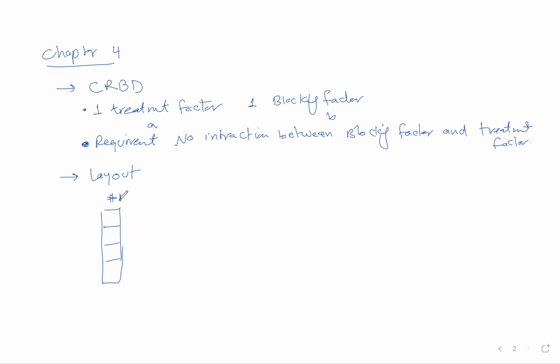So the layout of this design. Let's assume we have T1, T2, T3, T4. The first block is used to test T1 first, and then T3, and then T2, and then T4. The second block is used to test T1, T2, T4, T3. And so on, up to block number B. They're big enough to test all the treatments, and assume you have 4 treatments.